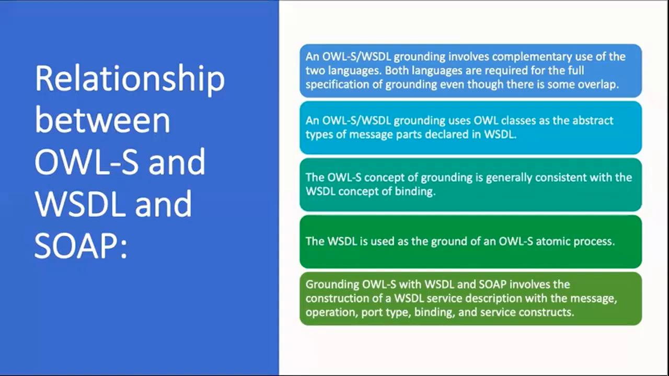Grounding OWL-S with WSDL and SOAP involves the construction of a WSDL service description with the message, operation, port type, binding, and service constructs. The OWL-S grounding shows how the input and output of an atomic process are realized as messages in transmittable formats.